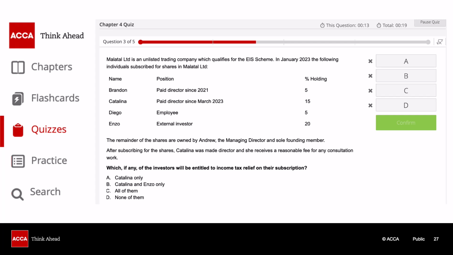There's also a quiz in each of the relevant chapters, 4 and 12, that you can do on the content of those chapters in the Study Hub. Some short multiple choice questions testing a number of income tax and CGT areas, including EIS and SEIS reliefs that we've looked at in this session.